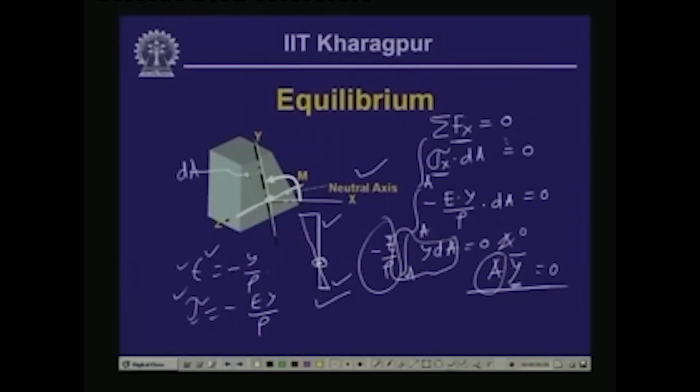So, this is one equation of equilibrium from which we can locate the neutral axis in the cross section. For positioning the neutral axis, it should pass through the centroid of the cross section. So, given a cross section which is symmetrical with respect to the y axis, we have to locate its centroidal point, and through the centroidal point the neutral axis will pass. This is the information we get from this particular equilibrium equation.